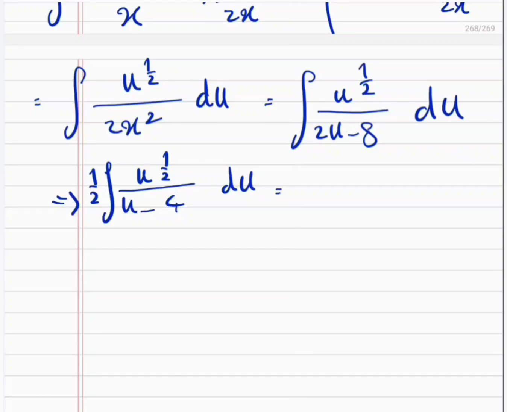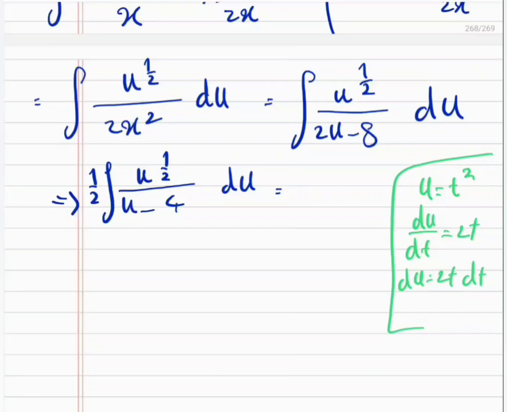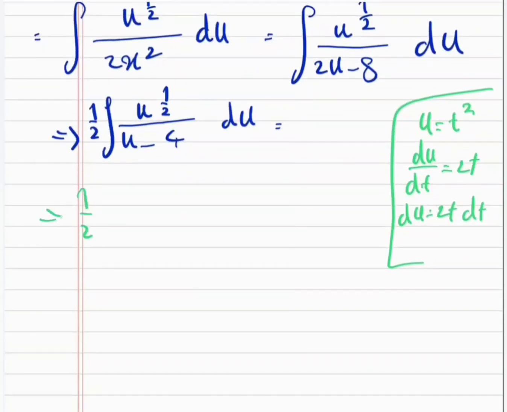So we can then make an additional substitution of saying that, okay, let u equal to t squared. So now we do du dt, which is 2t, and du is equal to 2t dt. So let's substitute this back. We have a half, and then u to the power of half. This is just t, and then on denominator we have t squared minus 4, and then here is 2t dt.